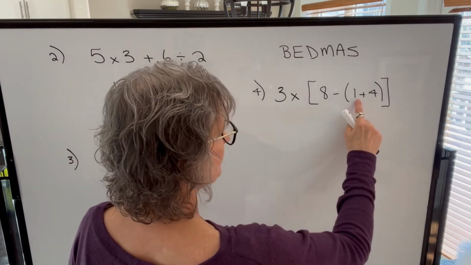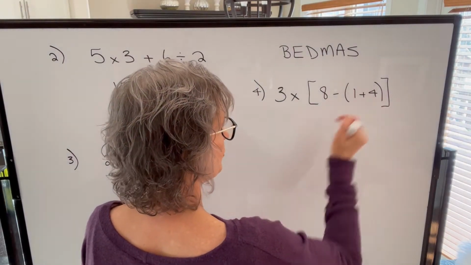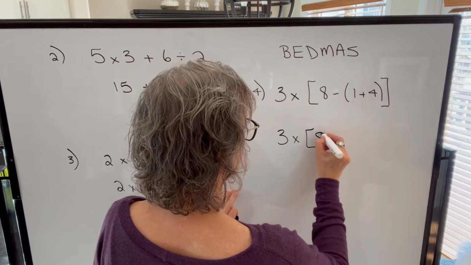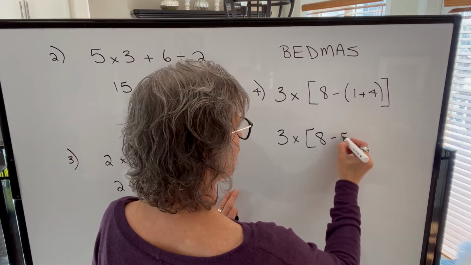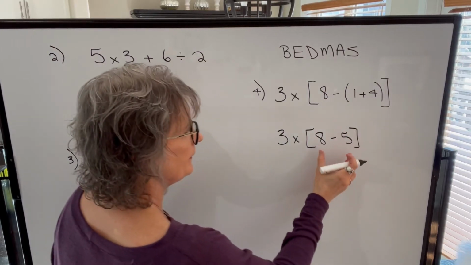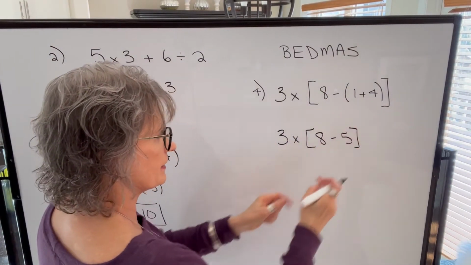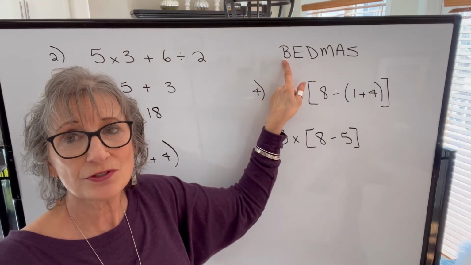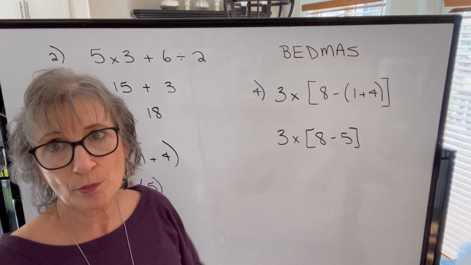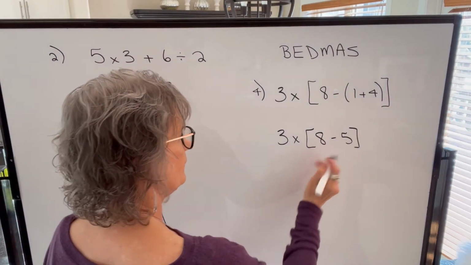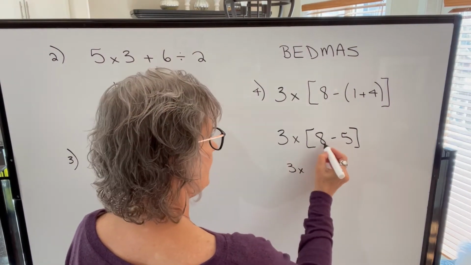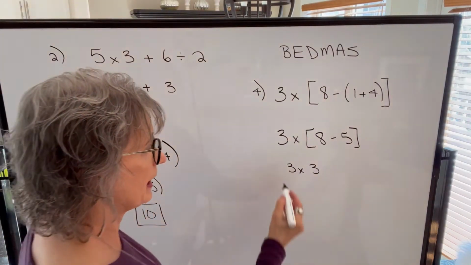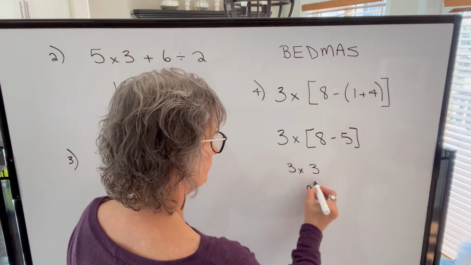So in this example, I'm going to start by simplifying inside these parentheses. So 1 plus 4 is 5. Then I'm going to simplify what's inside of the brackets, because I still have to do all of my brackets or parentheses first before I do any of the other operations. So inside of this, I have 8 minus 5, which is 3. Now I can do my last operation of multiplication.